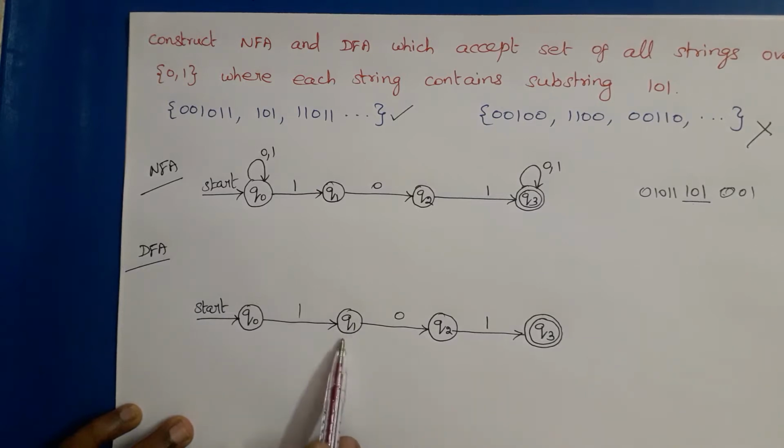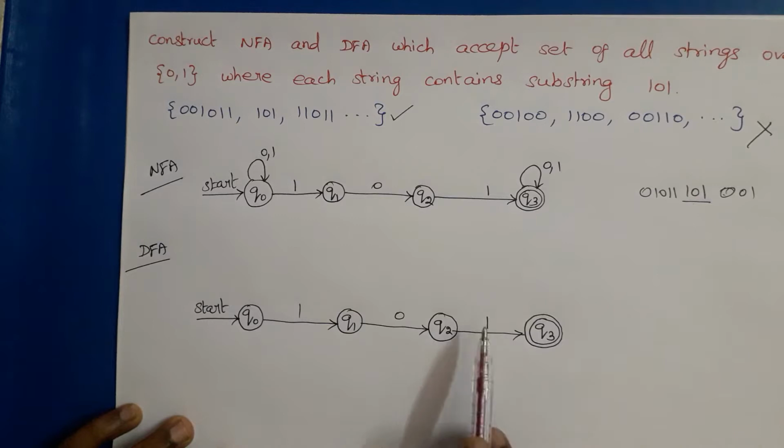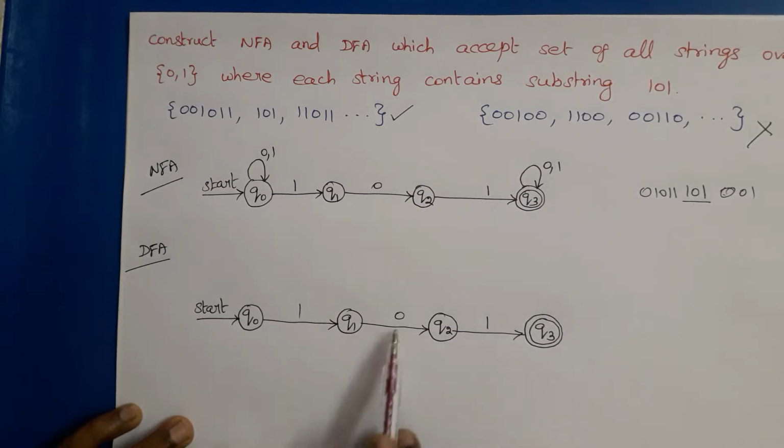Then from Q1, if 0 is the input symbol, we can go to Q2. So we will be in state Q2 after recognizing 1, 0. Then from Q2, if 1 is the input symbol, we can go to Q3. So we will be in state Q3 after recognizing 101 as a substring.